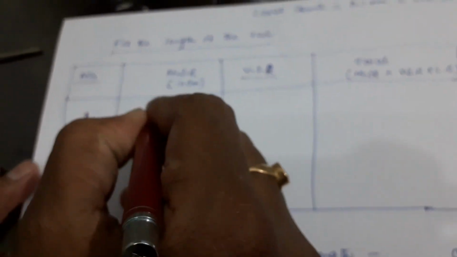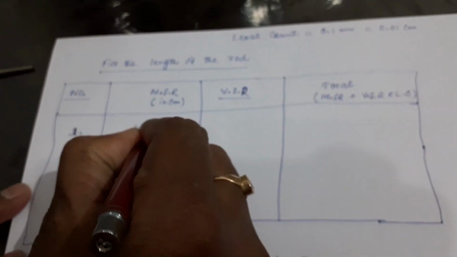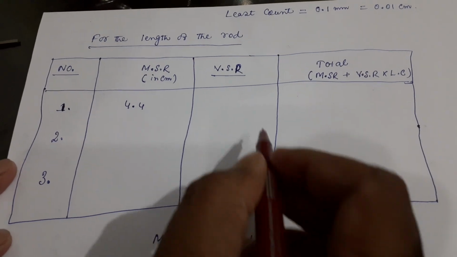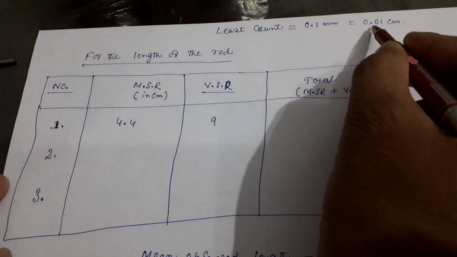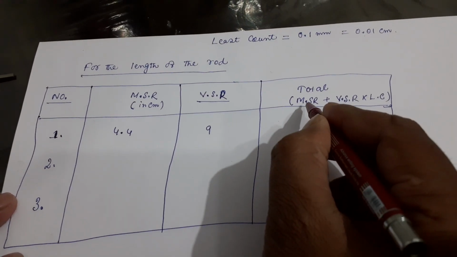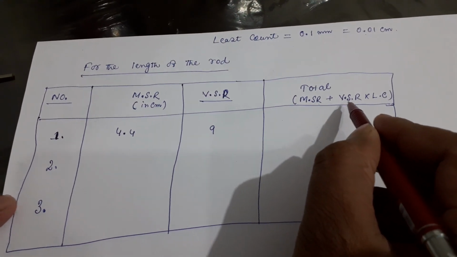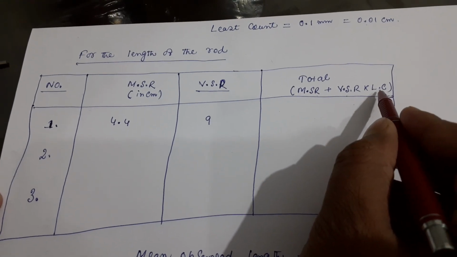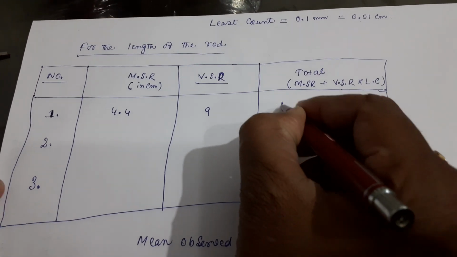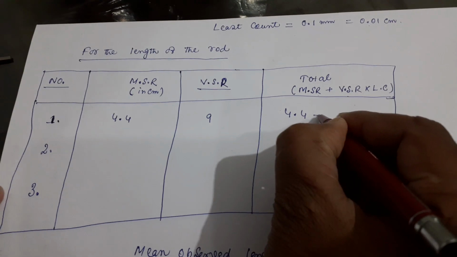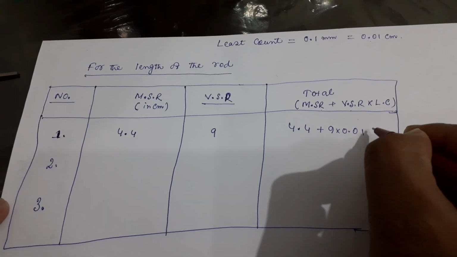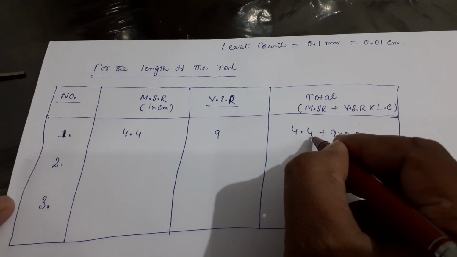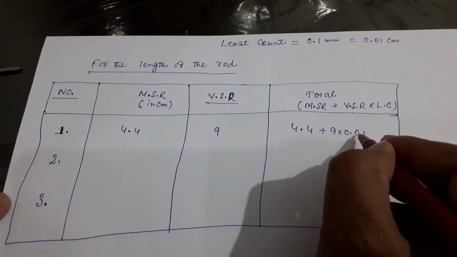Now come to the table. So I am just writing the main scale reading is 4.4, okay, in centimeter, and vernier scale reading is 9. Clear? And least count is this one. So now we will calculate the total, that means main scale reading plus vernier scale reading into the least count. Least count is already calculated. So 4.4 plus 9 into 0.01. That means 4.4 plus 0.09.